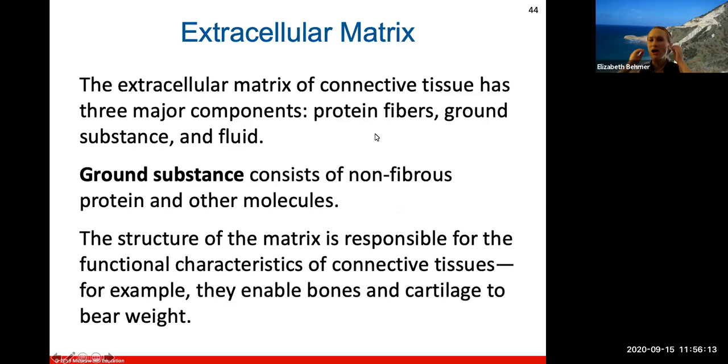Extracellular matrix. So when we talk about the ECM or extracellular matrix, this is anything extracellular. So anything not cells will be made of protein fibers, ground substance, and fluid. So in your connective tissue components, you'll have cells and you'll have extracellular matrix. The extracellular matrix will consist of ground substance, which is like gel, a non-fibrous component, will have protein in it, other molecules. The structure of the matrix is responsible for the functional characteristics of the connective tissue. So for example, the extracellular matrix in bone and cartilage will help bear weight.